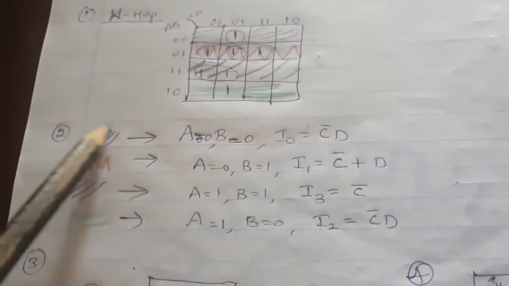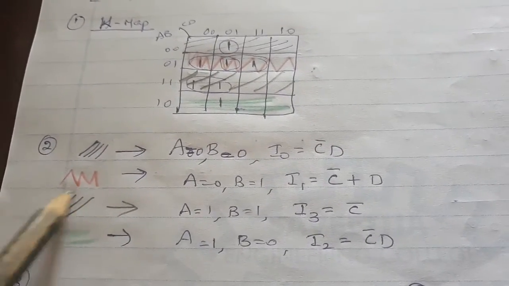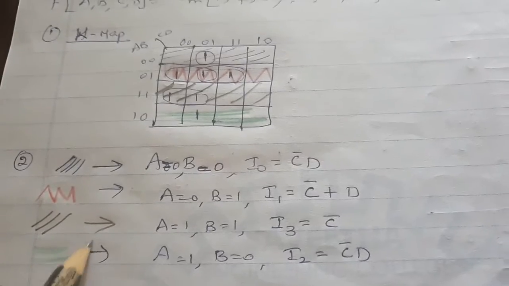So I have made different colors over here to represent each and every row. So first row is representing the selection line I0. Second one is representing I1. Third one is representing I2, I3 and I2. There will be an interchange of I2 and I3 over here because the K-maps are interchanged. So if it is 0, 0 condition, I0 will be taken. If it is 0, 1, I1 will be taken. If it is 1, 1, I3 will be taken. If it is 1, 0, I2 will be taken.